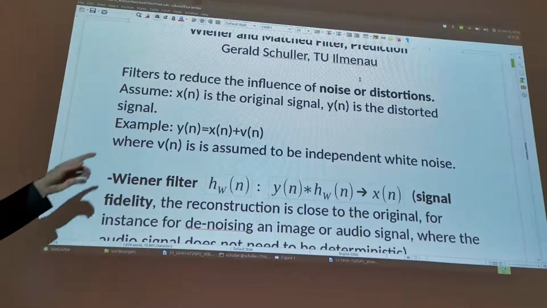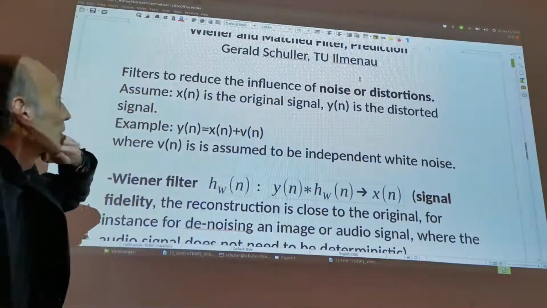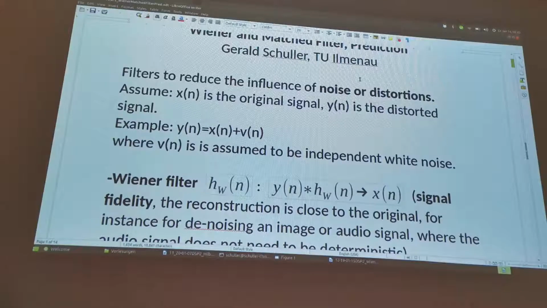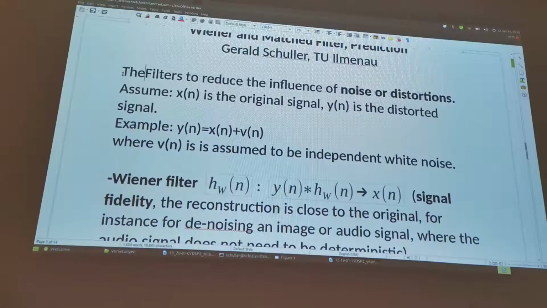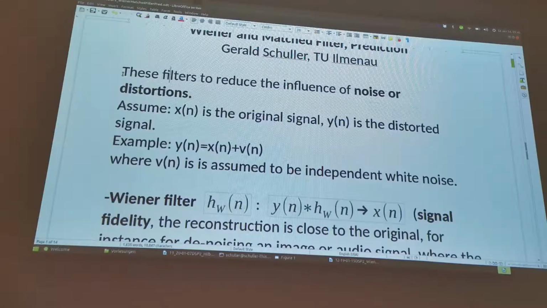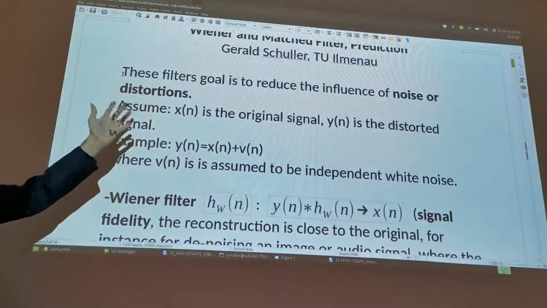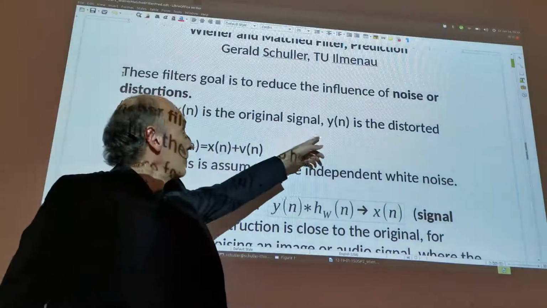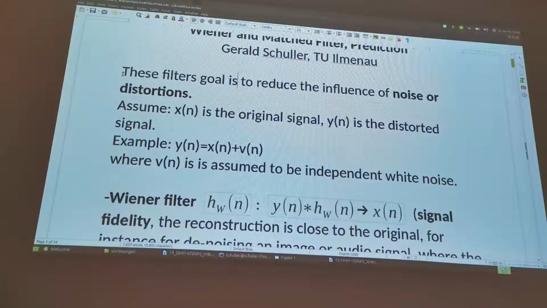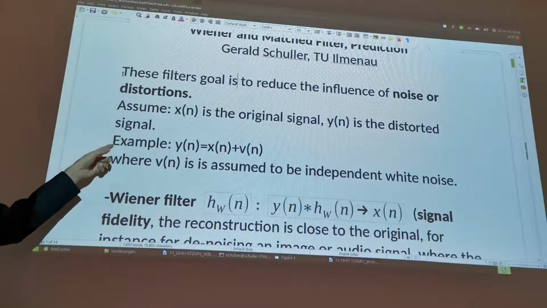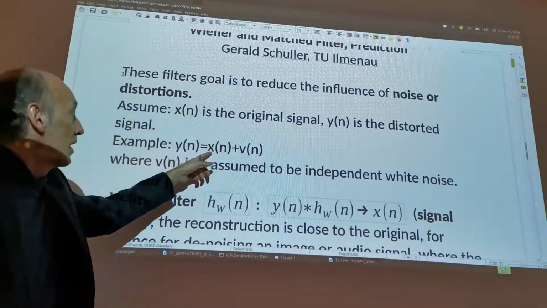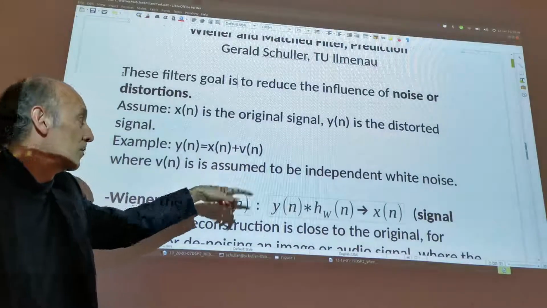So both have the goal to reduce the influence of noise or distortions. So maybe I should say these filters' goal is to reduce the influence of noise or distortions. So assume we have some signal X as the original, maybe some speech audio signal, and Y is the distorted signal. Maybe we have noise in the recording, for instance. Then this distorted signal is X plus some noise, V. Right? So V is my noise.